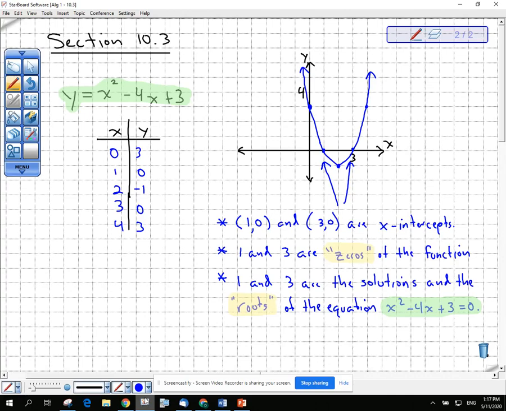Algebra 1, Section 10.3, Solving Quadratic Equations. We'll start with an example that I just made up, y equals x squared minus 4x plus 3. This is an example of a function.